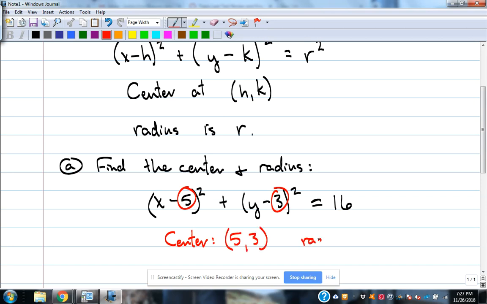The radius is the square root of 16. What's the square root of 16? 4. And we're only going to use the positive side of that because it's a measurement. It's a length, and lengths are always positive. So we take the square root of the number that it's equal to, and that'll get us the radius. The center is coming from those parentheses there.